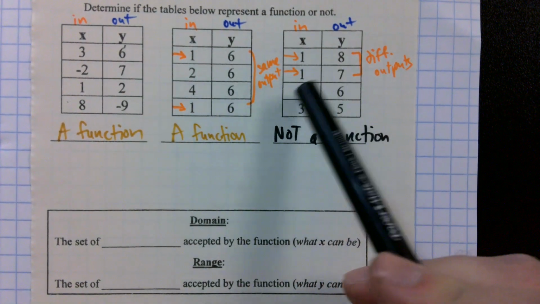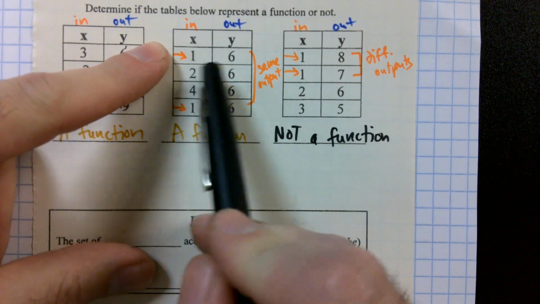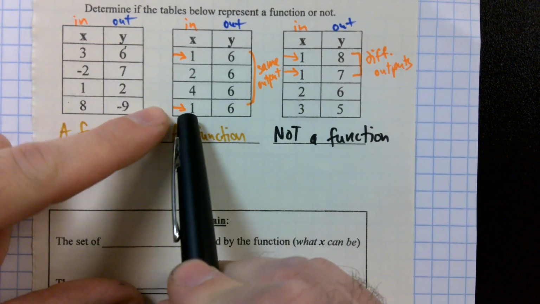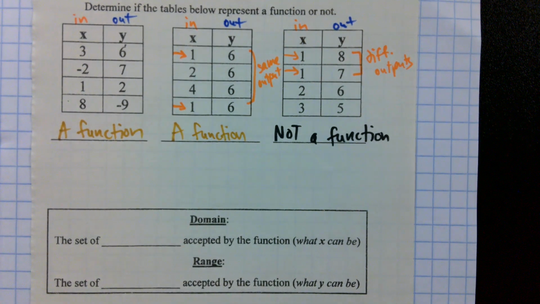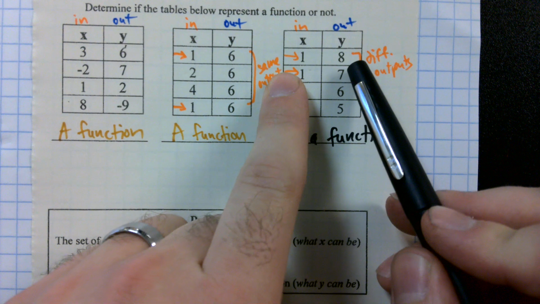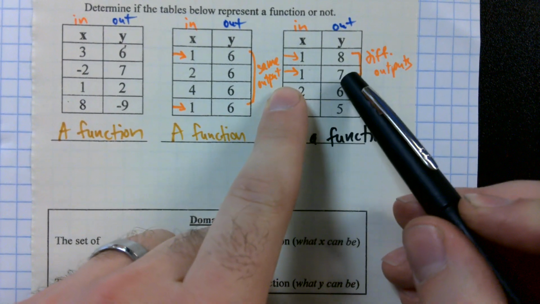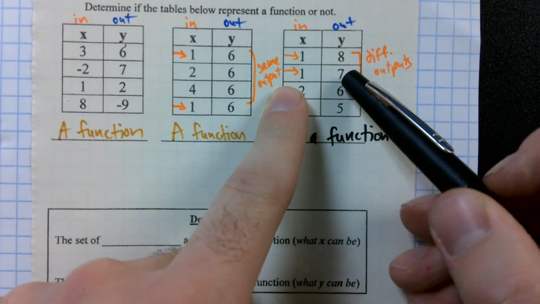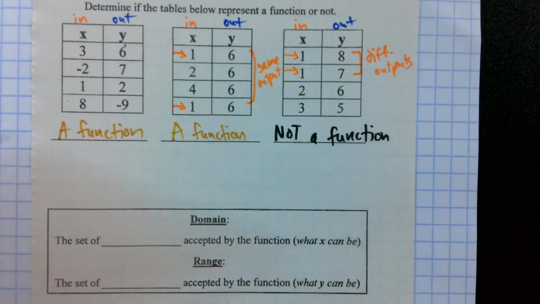Think about each of these rows as a different day. For my middle one, on Monday, I put in cookie dough and got out cookies. On Thursday, I put in cookie dough and got out cookies. Yes, my oven is functioning properly. Hooray. Here, on Monday, I put in cookie dough, got out cookies. On Tuesday, I put in cookie dough, got out brownies. My oven is clearly not functioning within the confines of our reality, so something must be wrong. It's not a function.